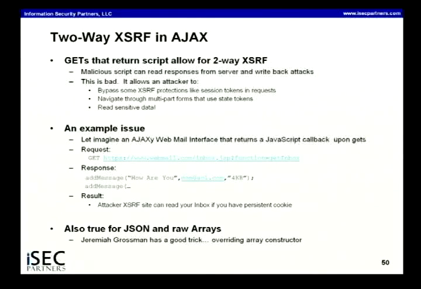Now I can just take that data and send it via a source or an image tag back to cybervillains.com, right? So what's the end result? If webmail.com does this, and the user comes to cybervillains.com and has a webmail.com cookie, I can read all the messages in their inbox. It's two-way cross-site request forgery. It's a complete break of the browser security model. And it turns out that even if you're not just doing callbacks, if you're doing things like declaring new arrays, you can grab that. Jeremiah Grossman had a great little trick where he overrides the array constructor and then uses it to get that data out. You can do the same thing with JSON, because JSON could just be evaled. This is bad.